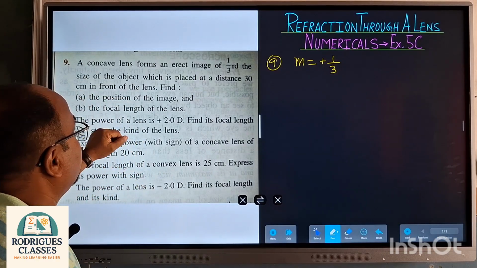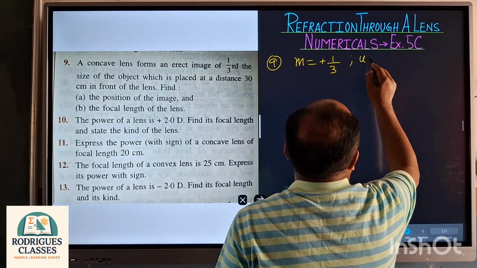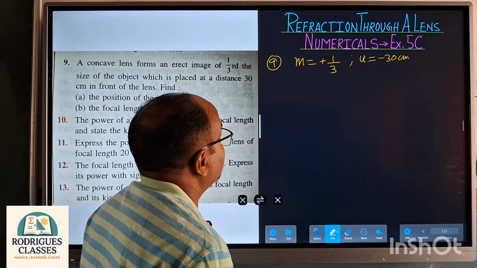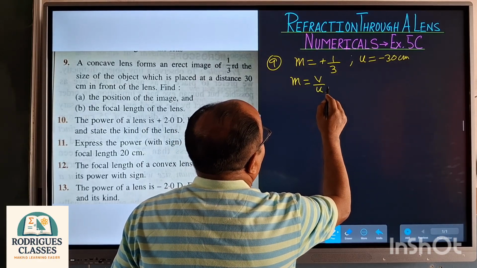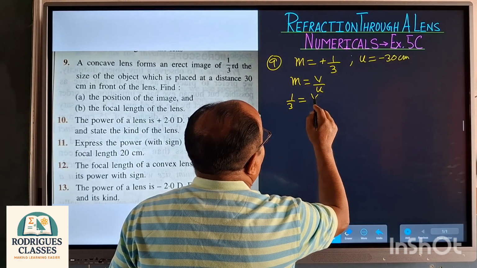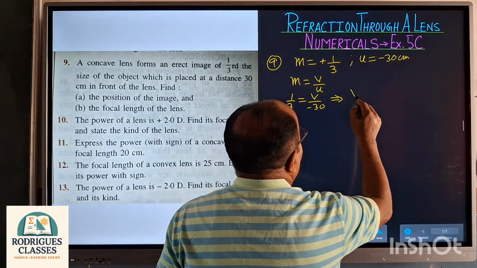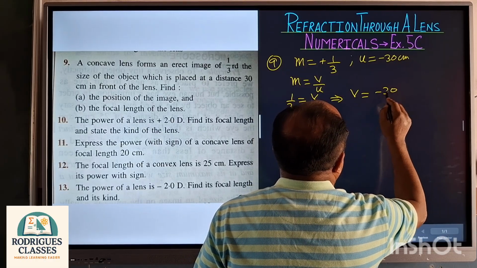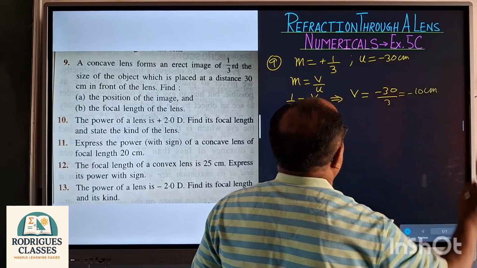Okay, then this one is given to us, object distance is given to us, so u is equal to minus 30 centimeter. So I will write the magnification formula, v by u. For magnification I can write 1 by 3, v I have to find, and u is minus 30. So I get v is equal to minus 30 by 3, which is equal to minus 10 centimeter.